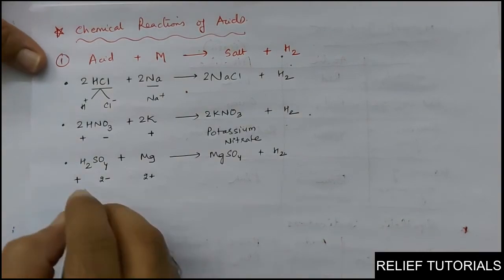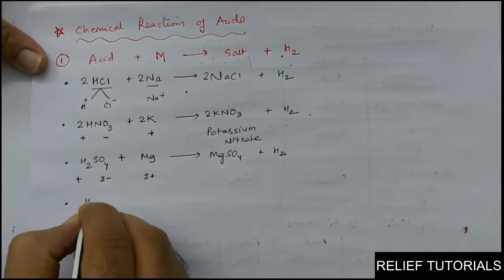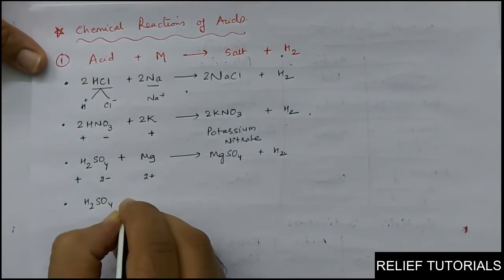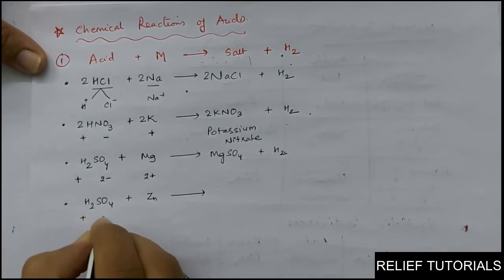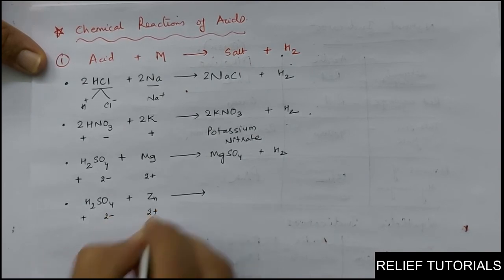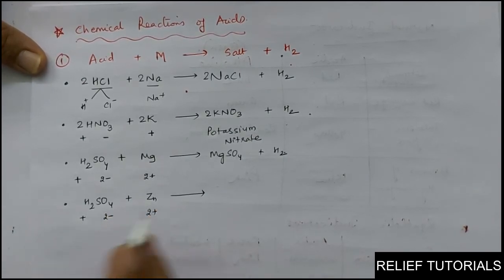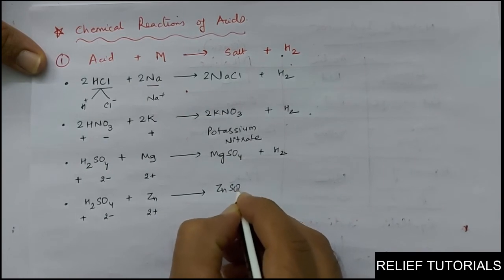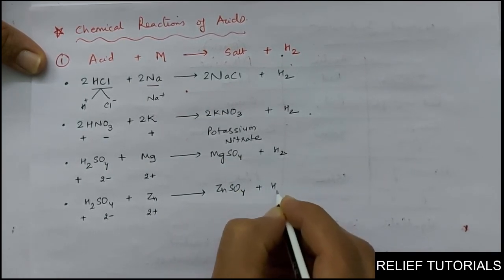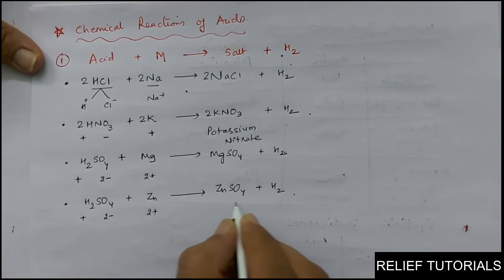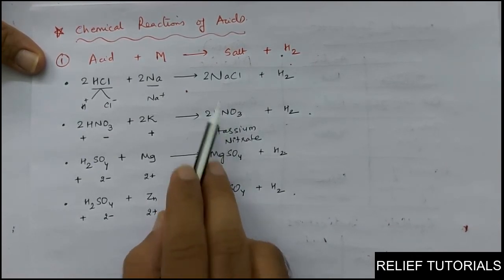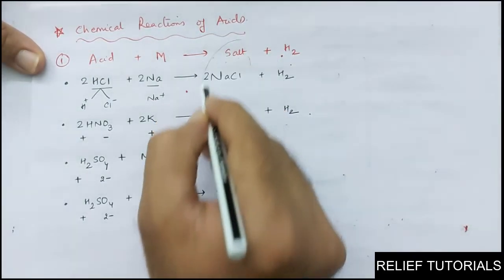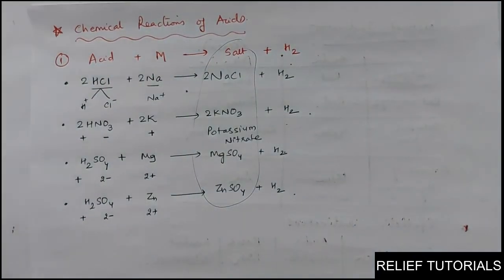One most important example is H2SO4 plus zinc. H plus, SO4 2 minus and zinc is 2 plus. Zinc reacts with SO4, so it forms ZnSO4 plus hydrogen gas liberated. Zinc sulfate, the name of this compound. Magnesium sulfate was here. Potassium nitrate, sodium chloride, all these are salts, means neutral solutions, and hydrogen gas liberated.